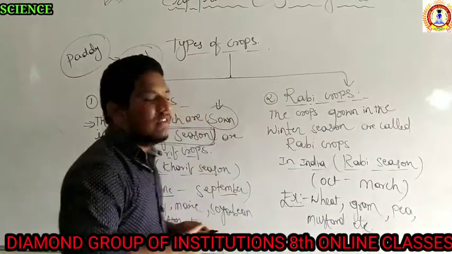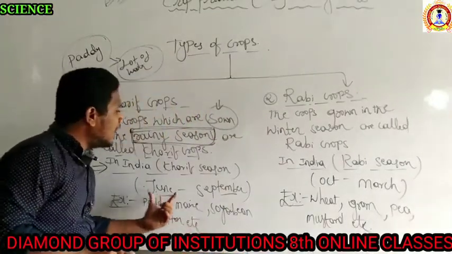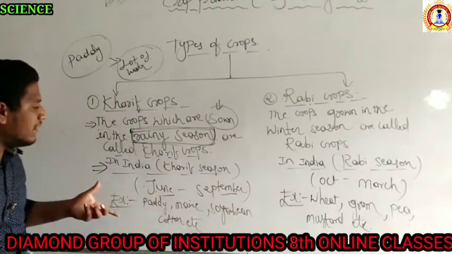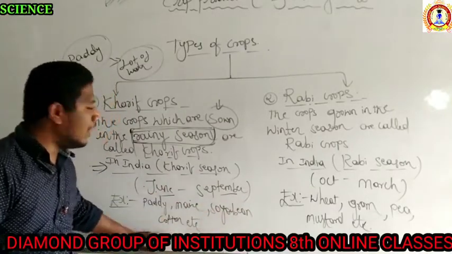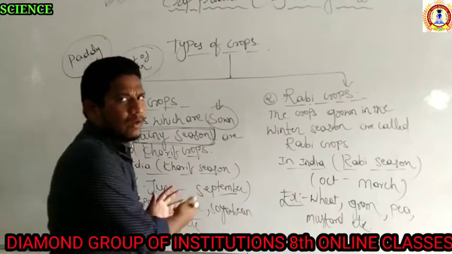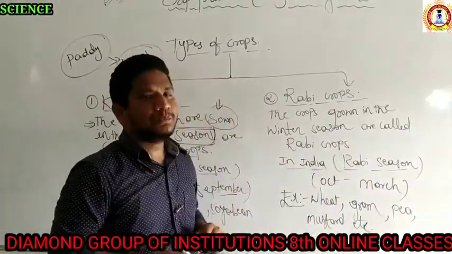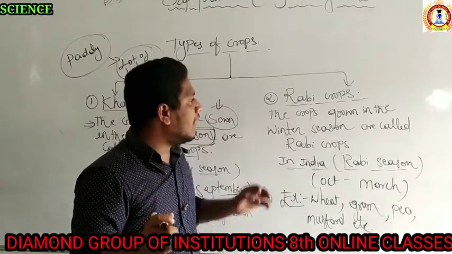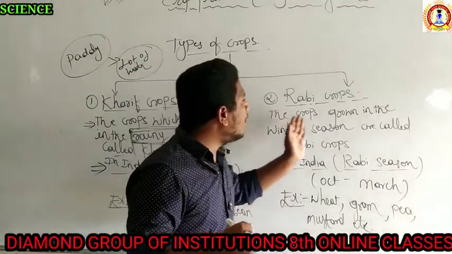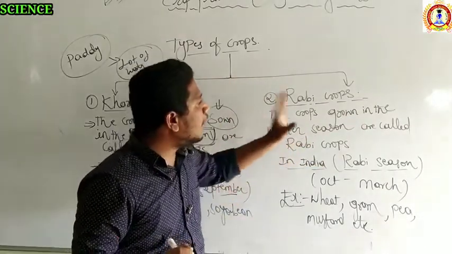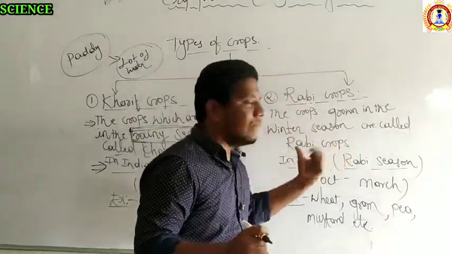Which is the rainy season? From the month of June to September, it is the rainy season. And which crops are grown under this rainy season? Paddy, maize, soybean, cotton, etc. There are many; we take only some examples. Then comes the rabi crops. What are rabi crops? Rabi crops are nothing but the crops grown in the winter season, right? The crops grown in the winter season are known as rabi crops, right?